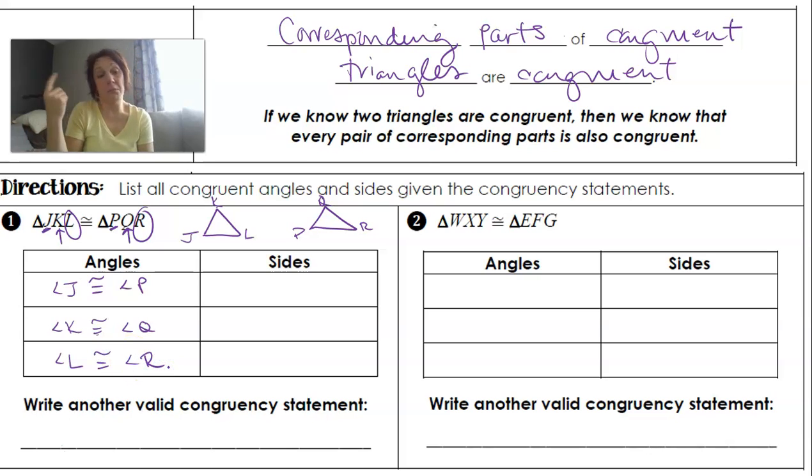Now, again, they may give you a picture where you can see that by the markings on the diagram. They may not. If all they give you is this name, that's fine. I can write all my angle congruencies. I can also write my side congruencies, okay?